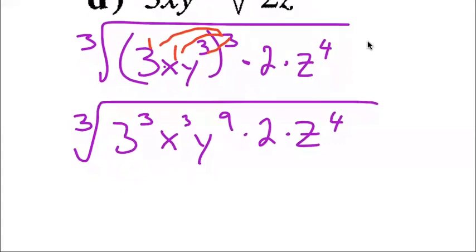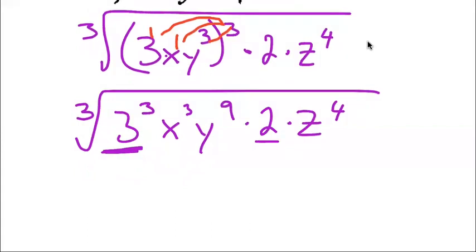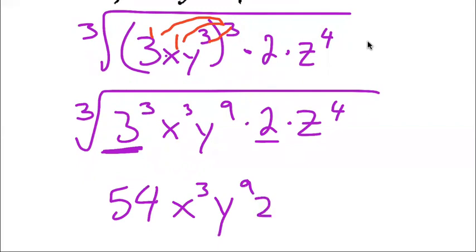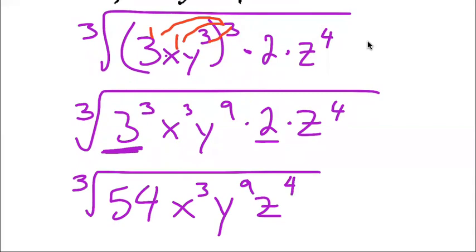And then I have to simplify and expand. I'm going to multiply this out and multiply it by the 2. 3 times 3 times 3 is 27 times 2 is 54. No other variables can be combined. x cubed y to the 9th z to the 4th, all cube rooted.